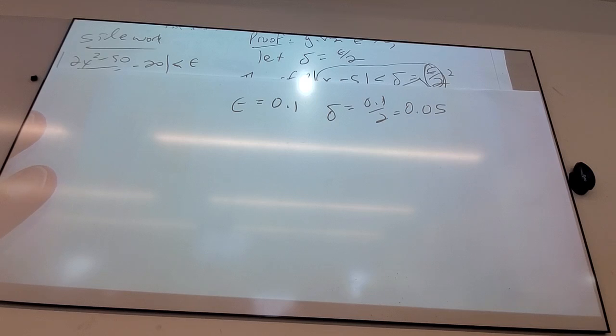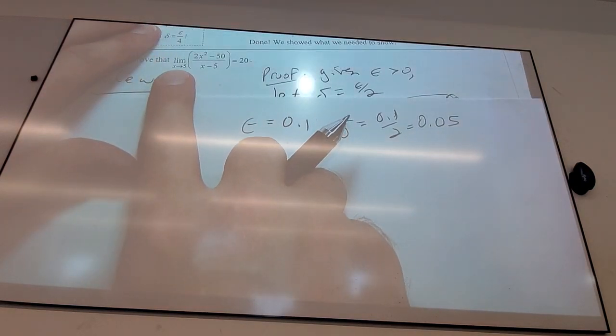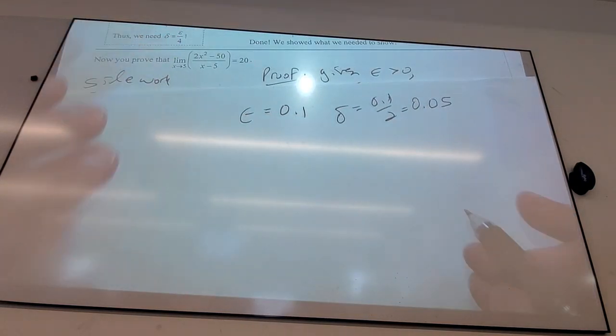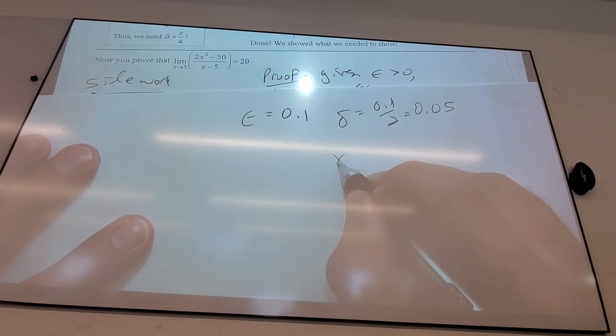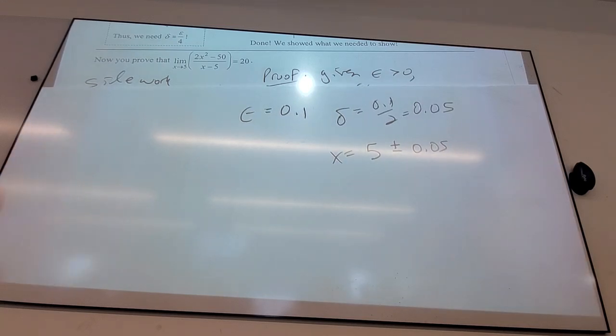That's the distance I am away from what? That's the distance what is from what? That's the distance my inputs are away from 5, correct? So what's the lowest input I could use? So here's 5, and I want to go up and down by this much. Is that cool? I'm making a little neighborhood around my input. So if somebody gives me epsilon as 0.1, I'm going to let delta be 0.05. That's how far up and down I want to go away from 5.